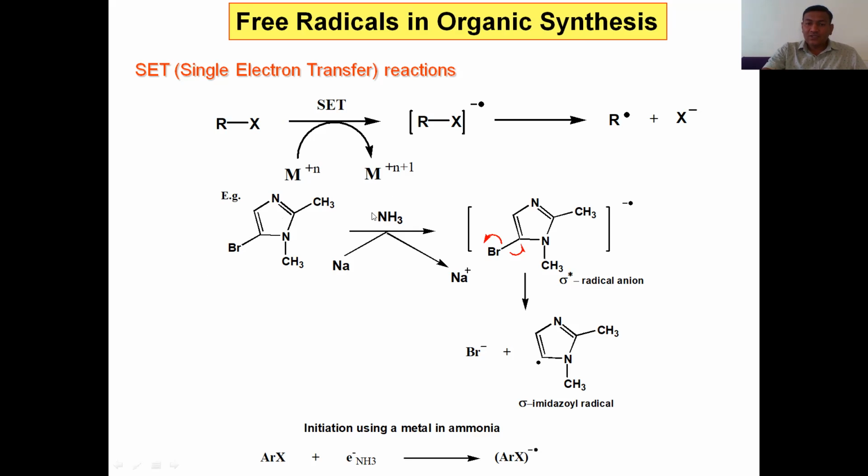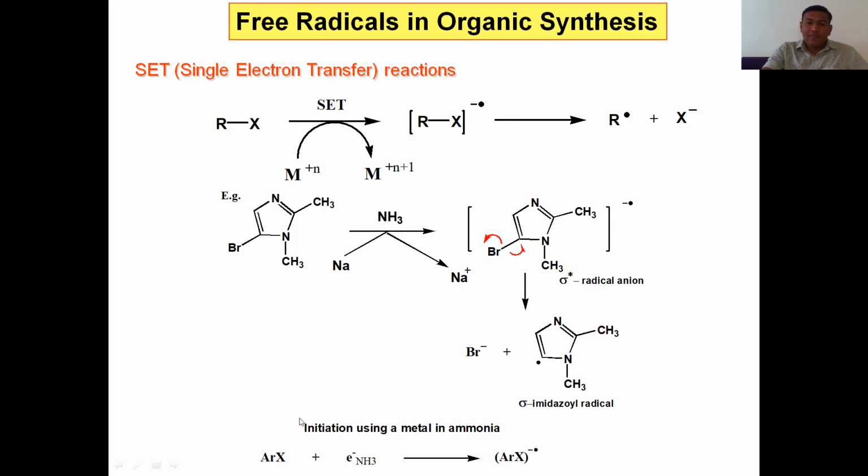So in the presence of ammonia, sodium will donate one electron to this imidazole and it will go out as sodium plus. Obviously the sodium has given one electron in this reaction, and what you will get is the radical anion. Because of this extra electron on the imidazole, there will be a homolytic fission between carbon and bromine, and you will get the sigma imidazolyl radical, which is quite stable.